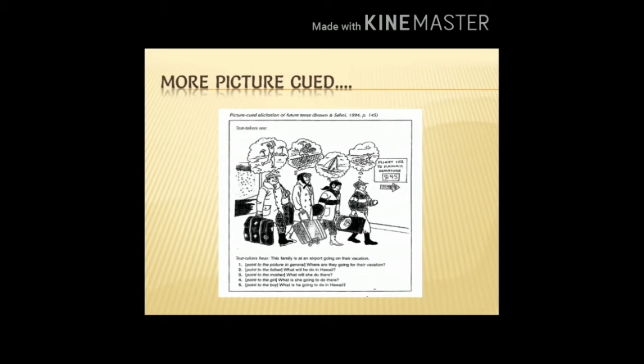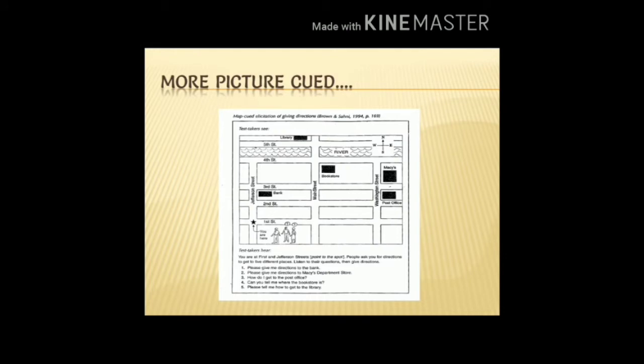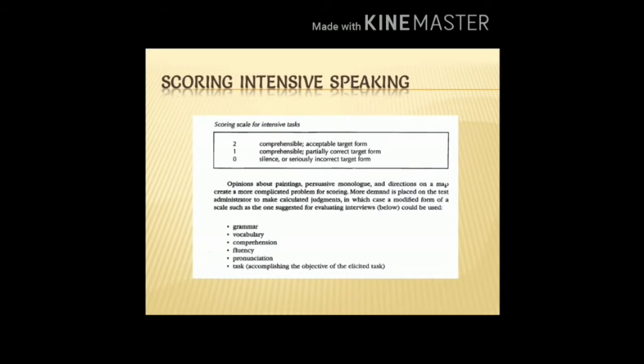Okay, and the next pictures you can see. I think you understand it. And the next picture again. Another one, speaking and giving directions. Then you can pause if you want to look at this a little more, and all of these examples are in your text by Brown, and here is a very similar rubric to the one that we looked at for imitative. Okay, next, scoring intensive speaking.